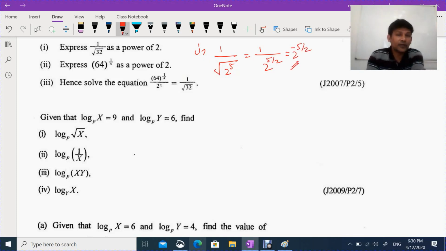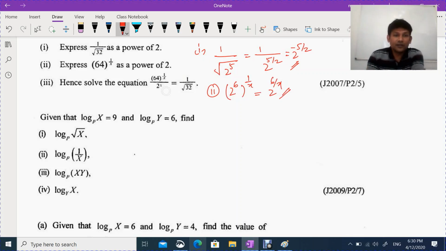This is the way you have to write. Now this as a power of 2 means your base will be 2 and the power can be anything. This is the way, please. 64 you can write as 2 power 6, and the whole power is 1 upon x. Then you can write 2 power 6 upon x, and that's it.